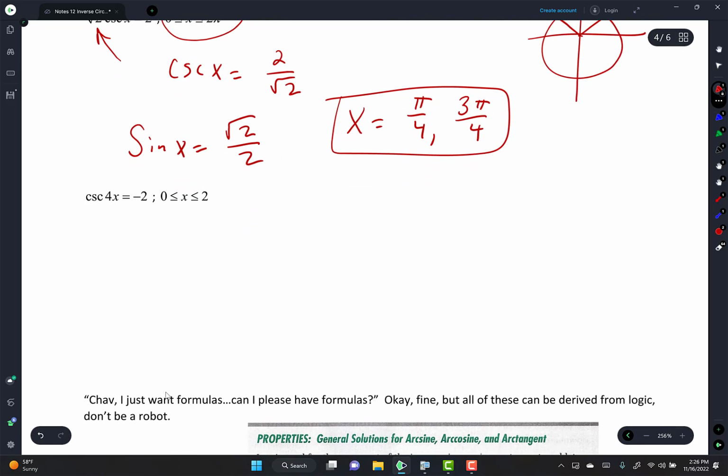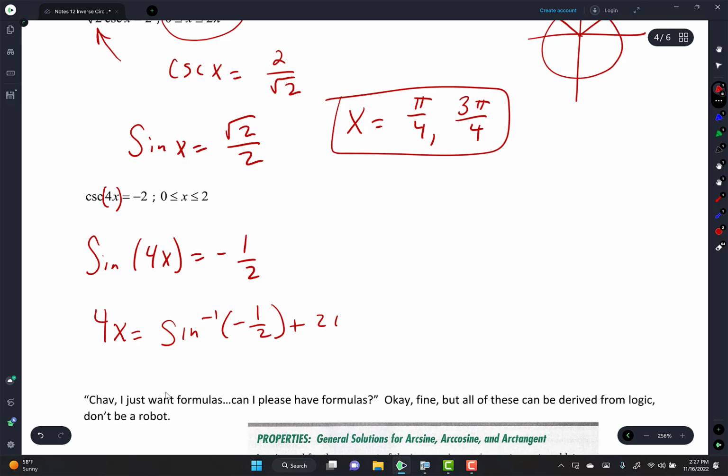Look at this next one. Because of that 4 on the inside, it's going to horizontally compress my sinusoid, or your cosecant here. So here we go, guys. Cosecant 4x. Cosecant's a reciprocal of sine. So keep the argument, the part inside the parentheses. You're going to write sine of 4x, and take the reciprocal of negative 2, negative half. Now we're going to do the inverse. So 4x equals arcsine of a negative half, plus 2 pi n.